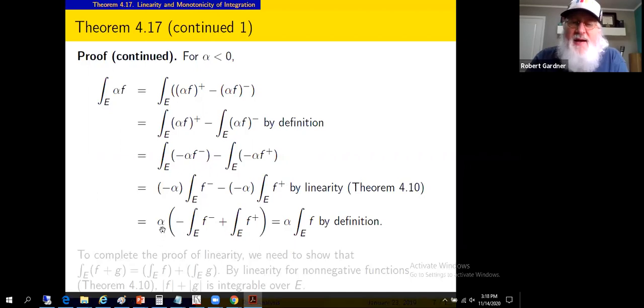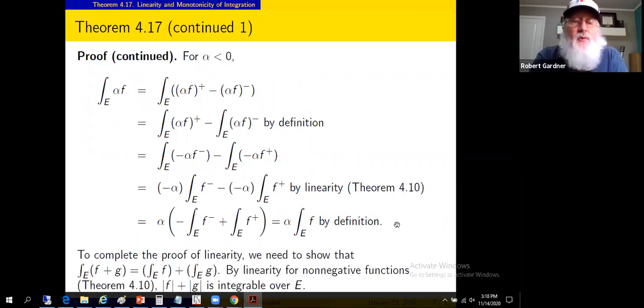Let's pull alpha out of that. We'll leave the negative sign here. You've got two negatives here to give you a positive. And there again is the integral of the positive part minus the integral of the negative part. By definition, that's the integral of the f function. Okay, that takes care of the scalars part. For what I'd call the vector addition part, for the addition of the functions, we need to still establish that the integral of f plus g is the integral of f plus the integral of g. Quick little observation.